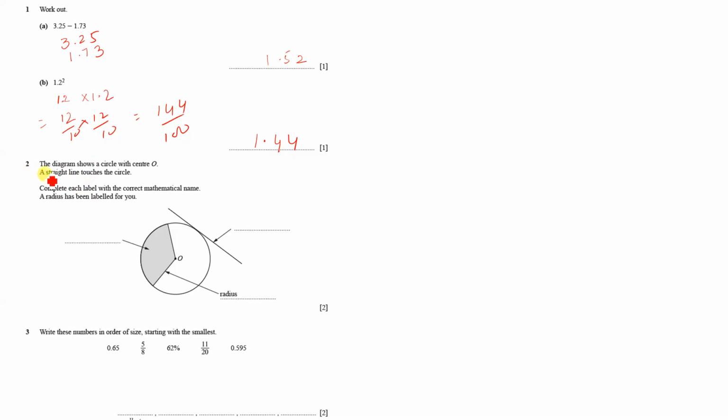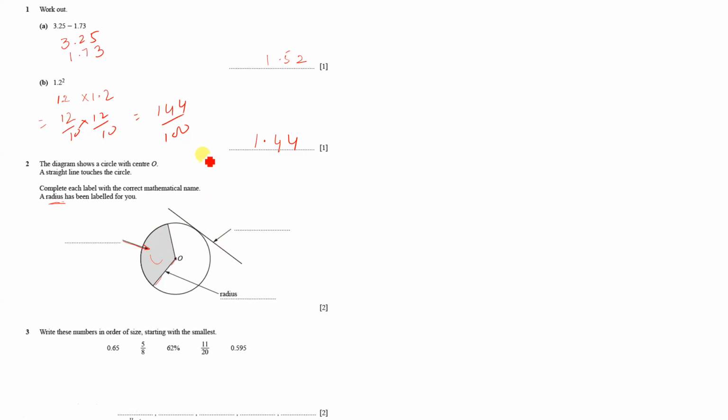So question number 2. The diagram shows a circle with center O. A straight line touches the circle. Complete each label with the correct mathematical name. A radius has been labeled for you. So this is the center of the circle. This is labeled as radius. And we have to label these two quantities. This is the line and this is the shaded part.